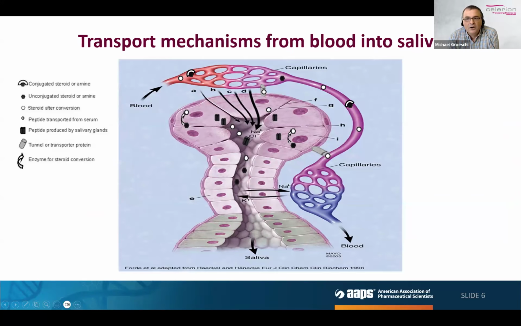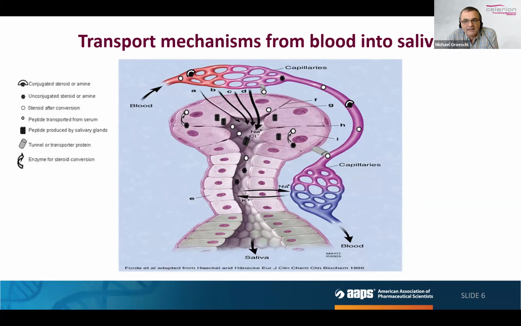The content of biologically active substances can vary considerably depending on the composition of saliva. In general, it can be said that anything you can detect in blood should also be detectable in saliva. However, this depends on the transport mechanism. With simple diffusion, as in the case of unconjugated steroids, for example, we often find a 1:1 ratio between the levels in blood and saliva.